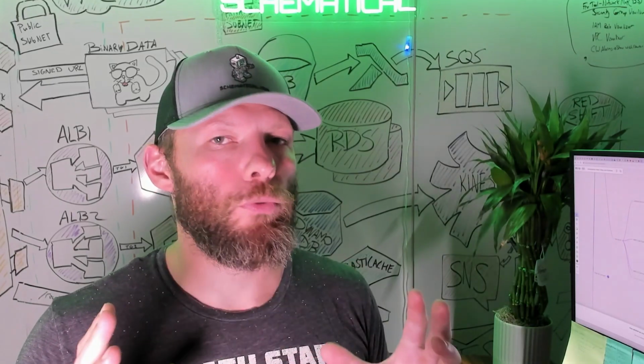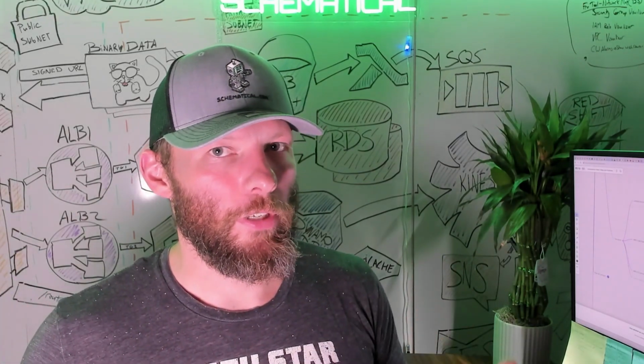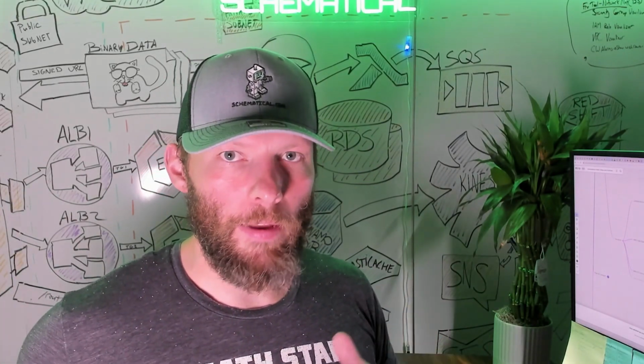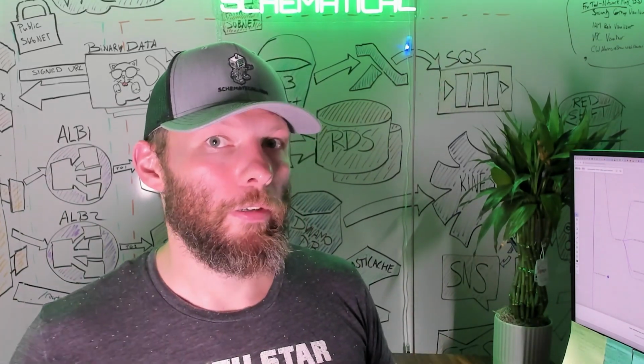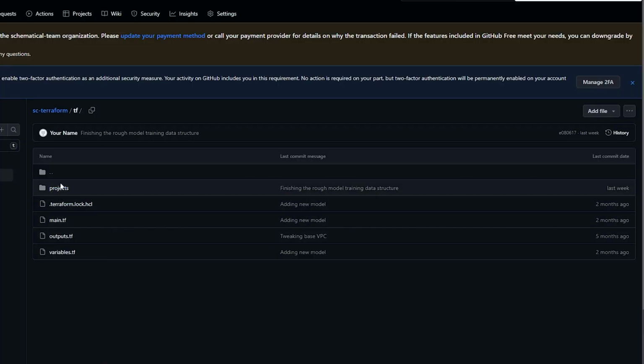So that is the modules Terraform scripts in a nutshell. Let's go ahead and look at how that would actually be used in a real scenario. So this is the back end for Schematical, basically a couple of our projects, the biggest being Drawn by AI and Chaos Pixel, which is the back end for Drawn by AI. So let's go ahead and look at Chaos Pixel here.